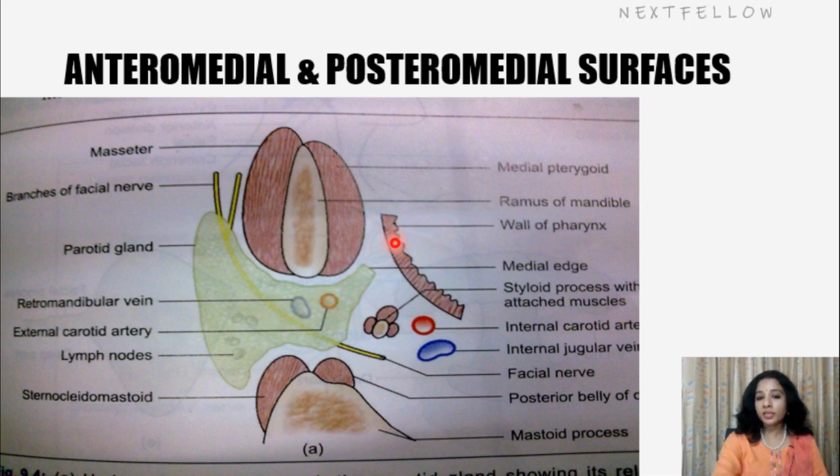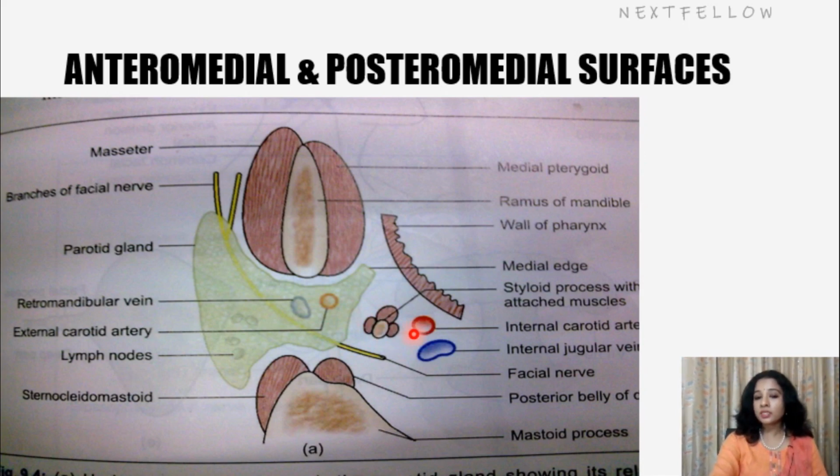Medially, the medial-most structure we can see is the wall of the pharynx, which is formed by the superior constrictor. So medial-most it is related to the superior constrictor, and we can see a process here, the styloid process, providing attachment to three muscles and two ligaments. The three muscles are styloglossus, stylohyoid, and stylopharyngeus, and the two ligaments are the stylohyoid and stylomandibular ligaments. So these are the structures attached to the styloid process, which are related to the posteromedial aspect.